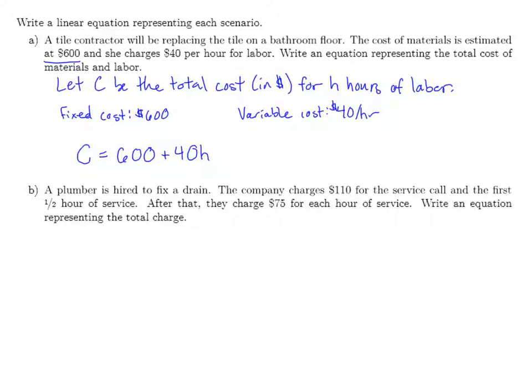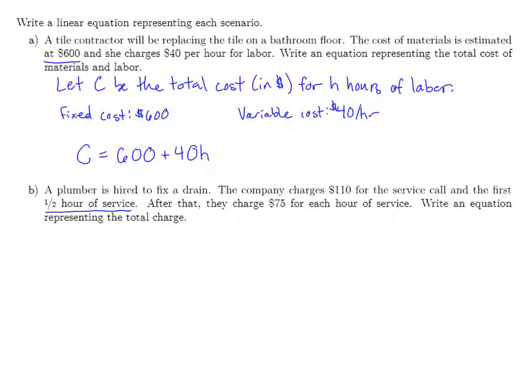In the second example, we're given that a plumber is hired to fix a drain. The company charges $110 for the service call and the first half hour of service. So that first half hour is included within that $110 service call. Then we're told that after that, they charge $75 for each hour of service. We're going to write an equation representing the total charge.